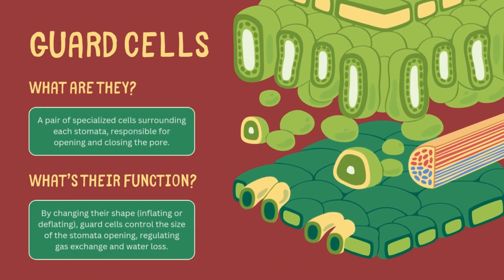The next part is guard cells, a pair of specialized cells surrounding each stomata, responsible for opening and closing the pore. By changing their shape, inflating or deflating, guard cells control the size of the stomata opening, regulating gas exchange and water loss.